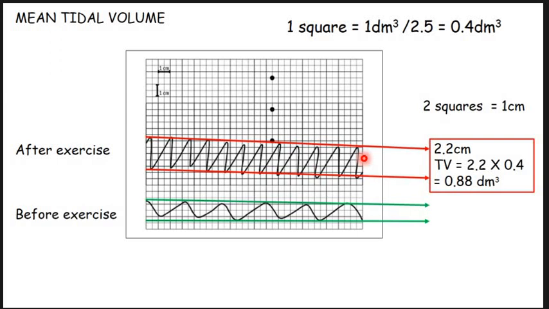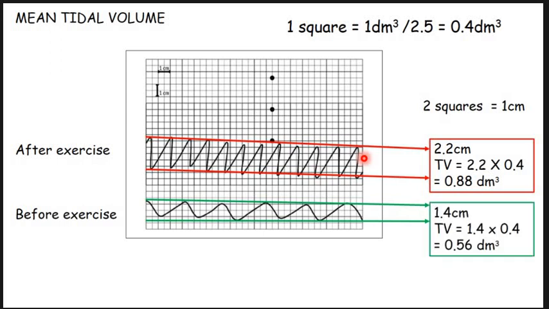This is not a great scale, it's a bit annoying, but you're not always going to get perfect scales in exam questions. Do the same thing down here: we've put our ruler on and tried to hit as many peaks and as many troughs as we can. We've brought it to the edge and we've counted 1.5 centimetres there, with 2 squares equalling 1 centimetre. So 1.4 times 0.4 because each square is 0.4, giving 0.56 decimetres cubed. Okay, so that's how you do that.